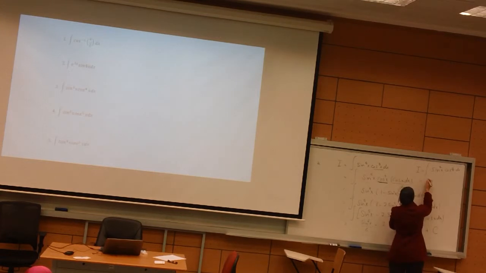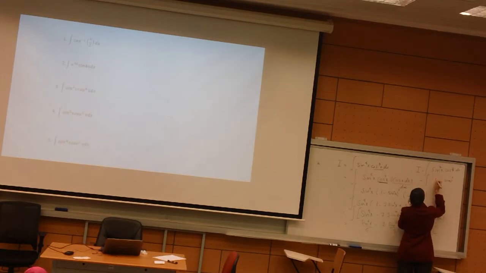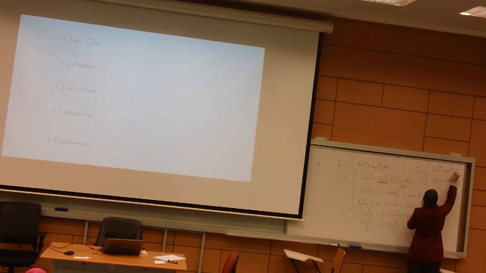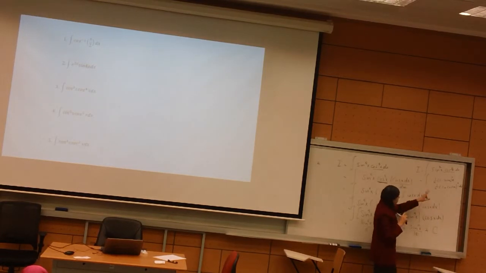1 over 2 times (1 minus cosine 2x) all squared. This will be 1 over 4 times (1 minus cosine 2x) all squared, and cosine to the fourth of x is 1 over 4 times (1 plus cosine 2x) all squared dx. Then you simplify.